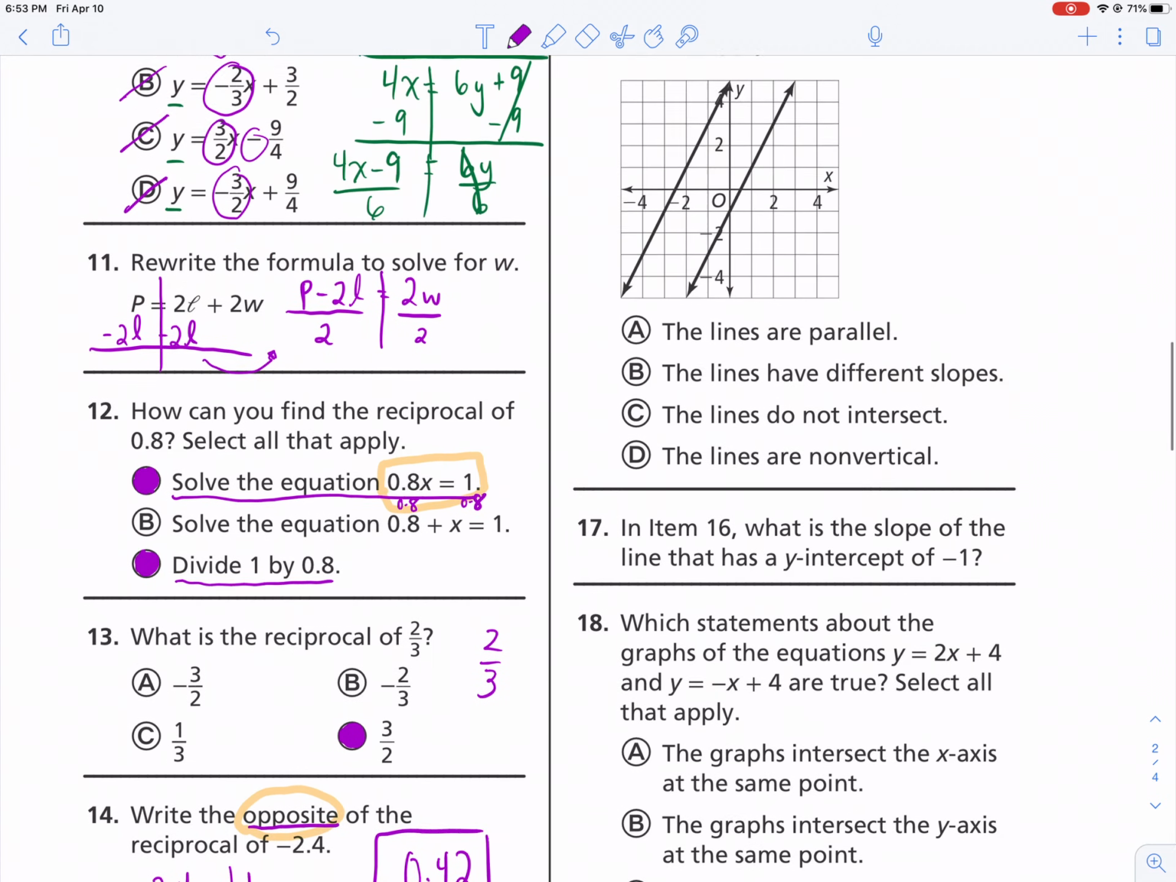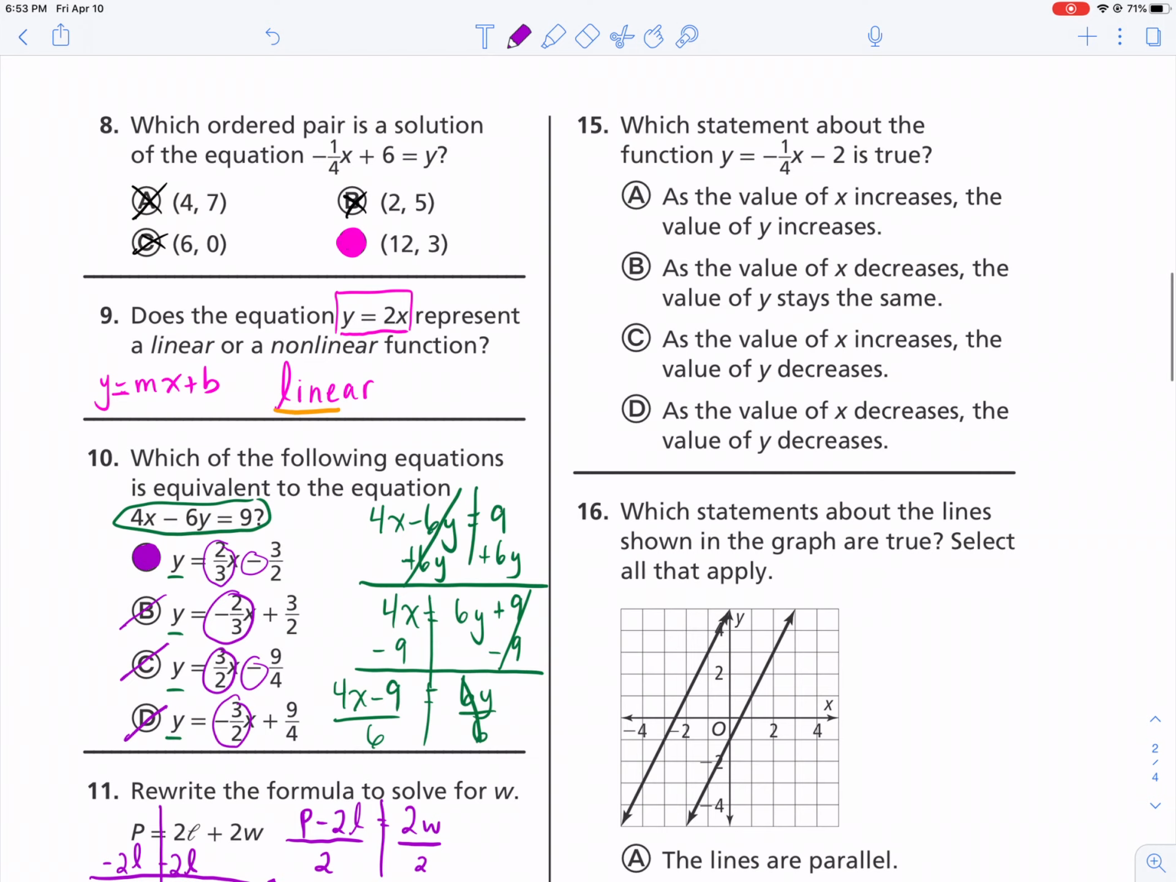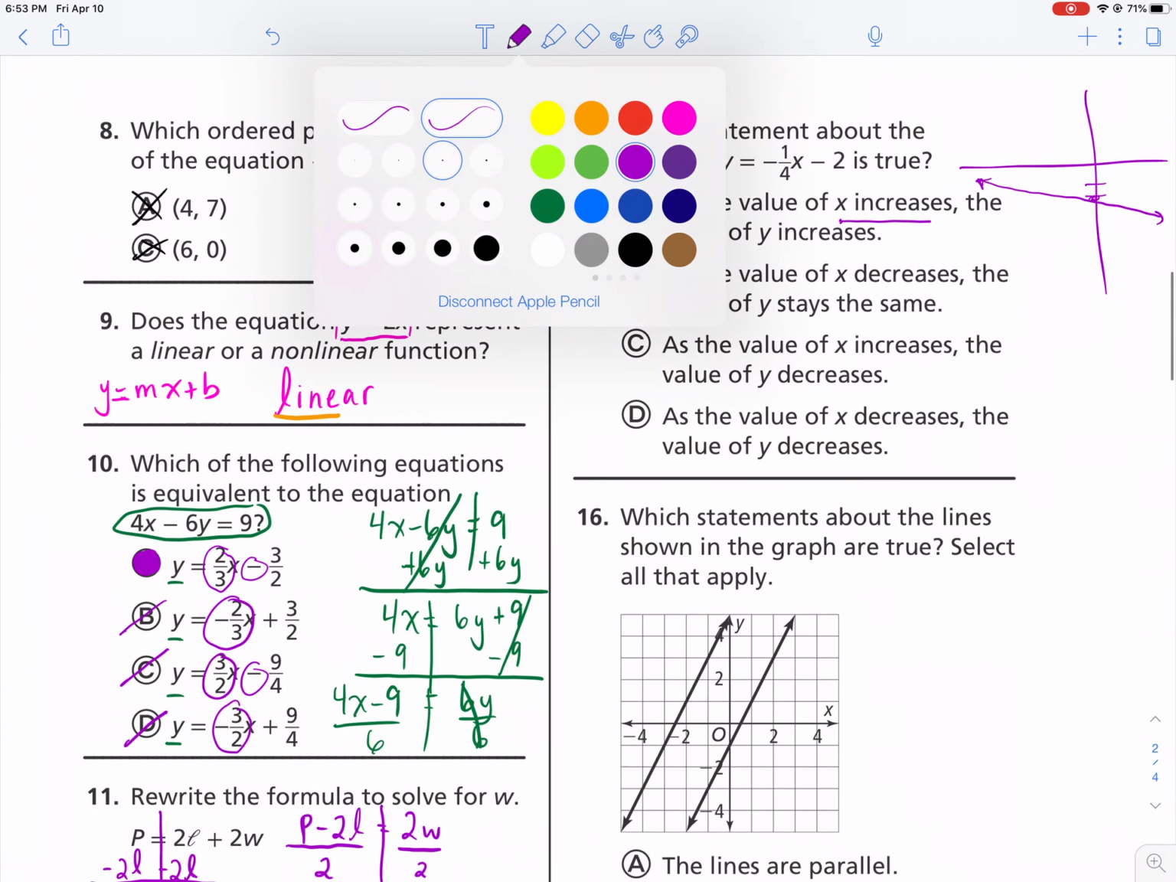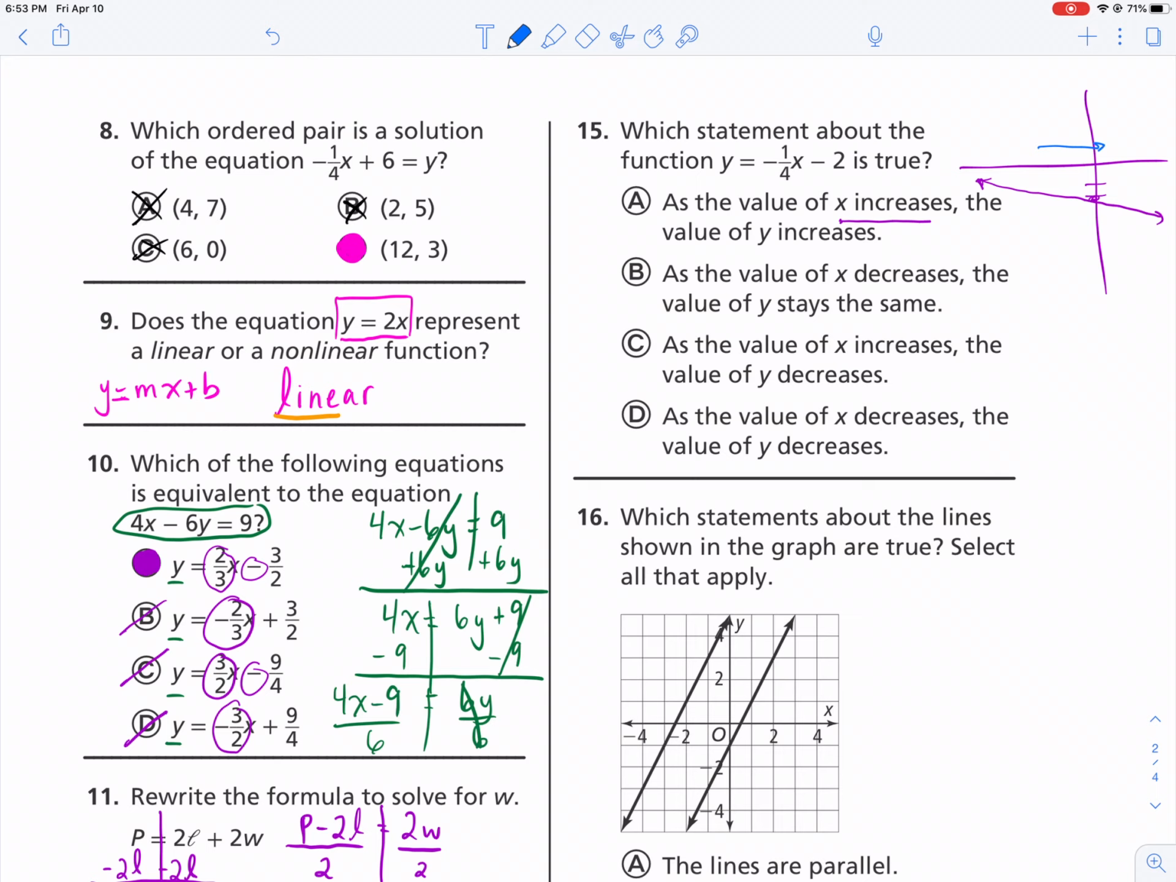Okay, moving on to number 15. Number 15 is just asking us which statements are true about this equation, y equals negative 1/4 x minus 2. So we're going to go through it, and it might help you if you were to graph this. This would start at negative 2, and it's a negative slope, and it's a shallow slope because it's that fraction. So it's talking about as our x values increase, the y value increases. So as I go, let's pick a different color. As I go this way, is my y getting bigger? Is it going up? No, in this case it's going down, right? Our purple line is going down.